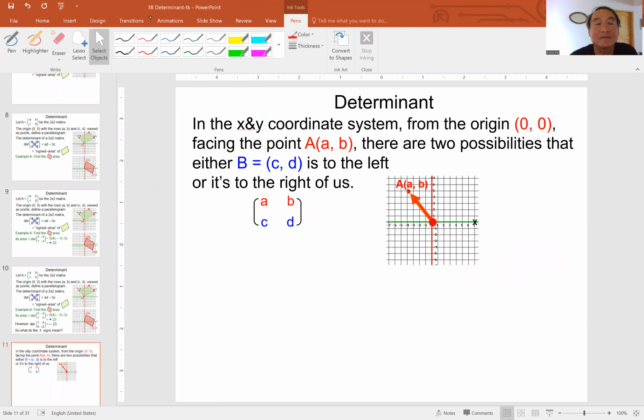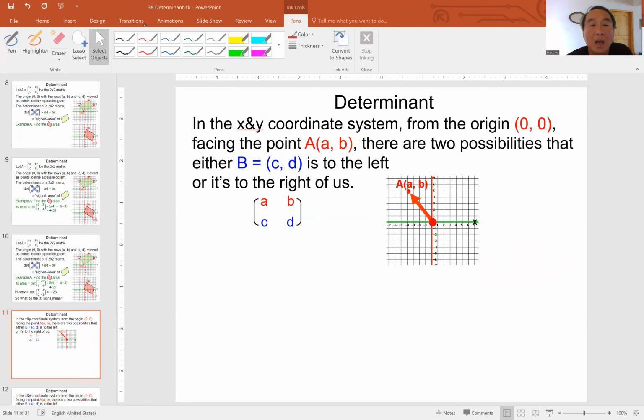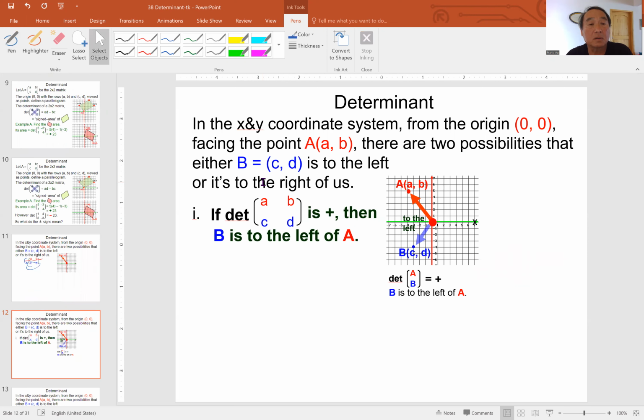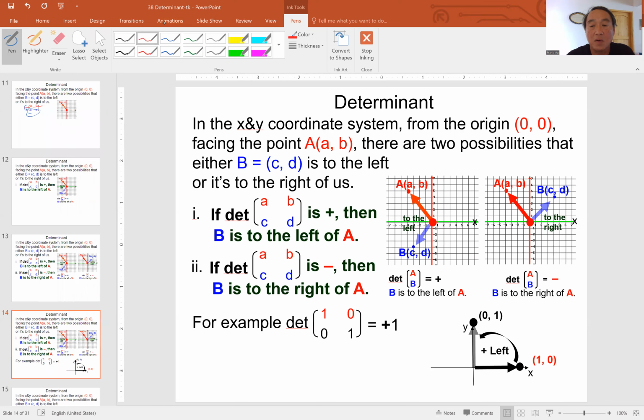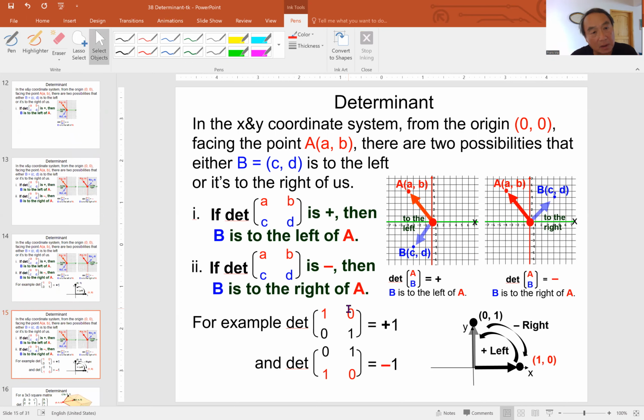And what does a negative sign mean? Okay, here's what it means. Let's take the point A, B. Let's face that point, and then the determinant, plus or minus, tells us whether the second point, C, D, is to the right or left of us. If it is to the left, then the determinant is positive. If the point is to our right, then the determinant is negative. For instance, in the case of points (1, 0) versus (0, 1), you can easily check who's on the right, who's on the left.